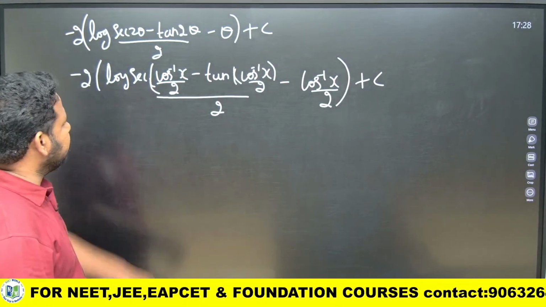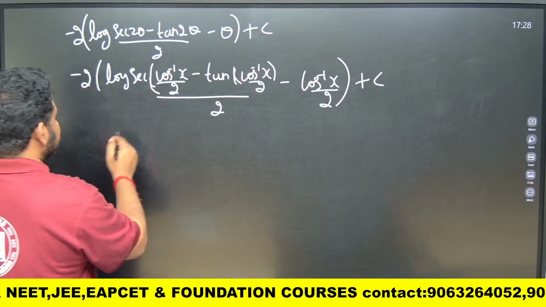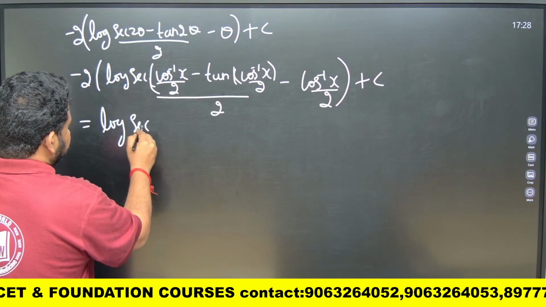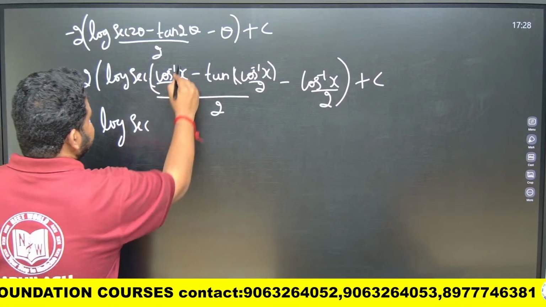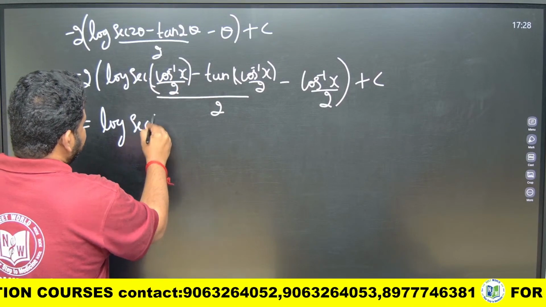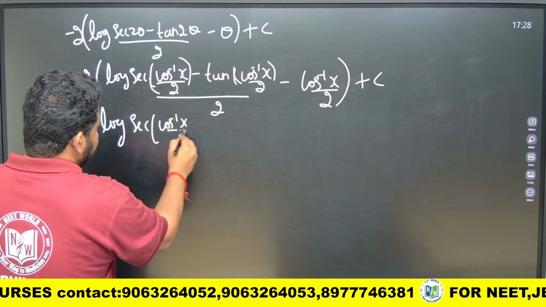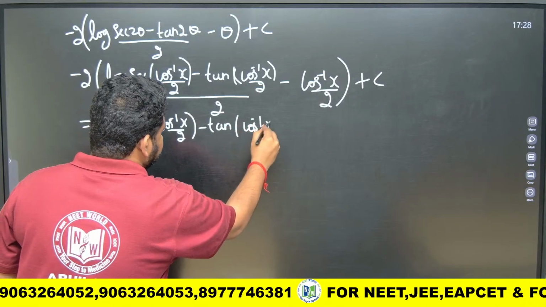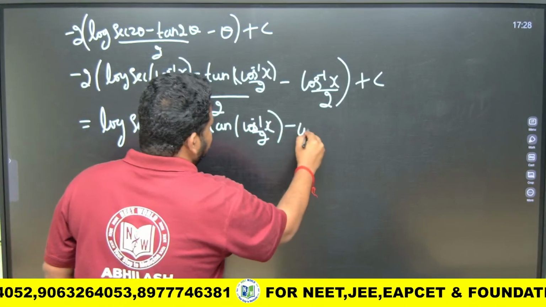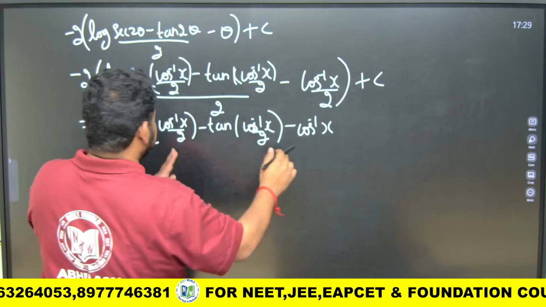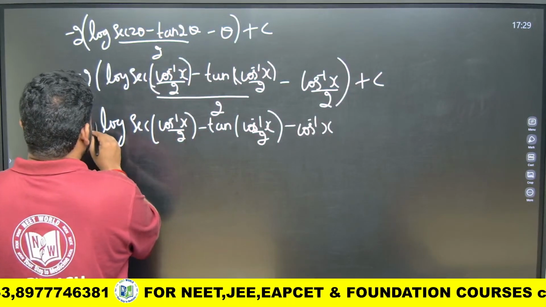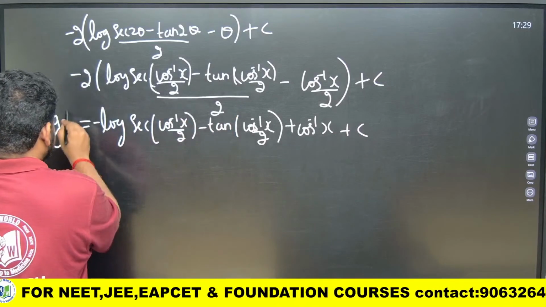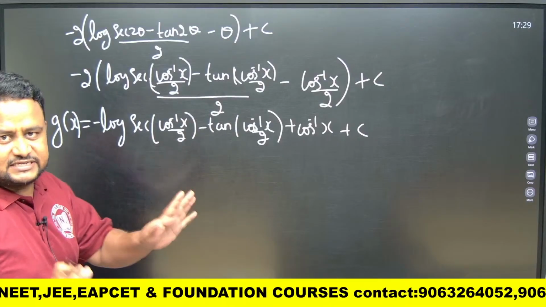Now if I multiply by 2, what will happen? This entire 2 will cancel. So this step I can write as log of secant of cos inverse of x by 2 minus tan of cos inverse of x by 2, minus cos inverse of x. If I multiply throughout by 2, this will be outside, it will be minus, plus c. This is nothing but equal to g of x. This is what I got as g of x.